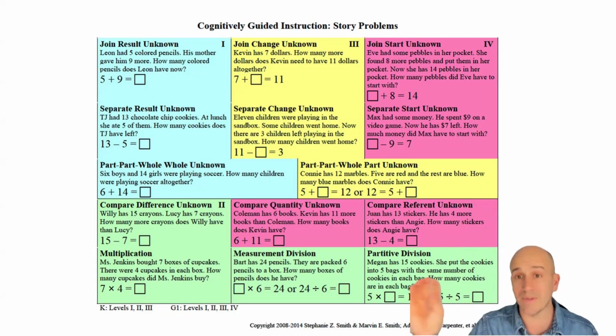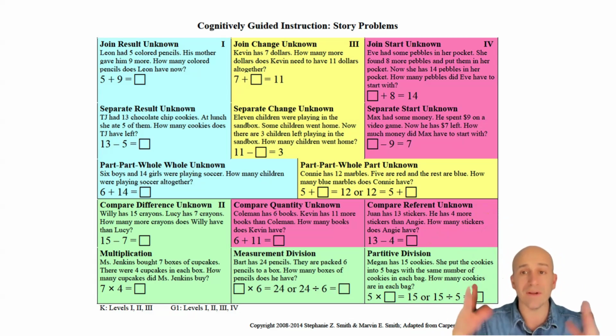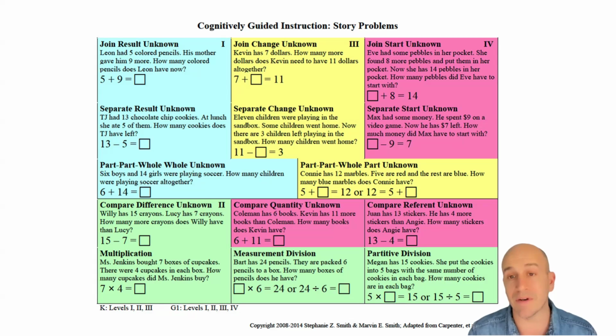Now, across the bottom, you'll see those are multiplication and division problems. We can talk a little bit later in other videos about the difference between partitive and measurement division. But briefly, kids understand that there can be multiple groups of something, and that those groups can be divided up in different ways. So from a multiplication perspective, you'll see something simple like 7 boxes of cupcakes, 4 cupcakes in each box. How many do you have all together?